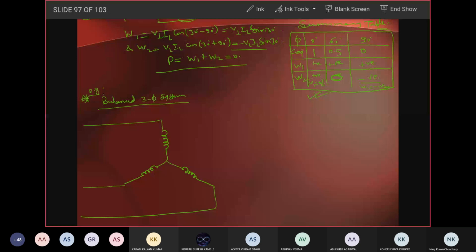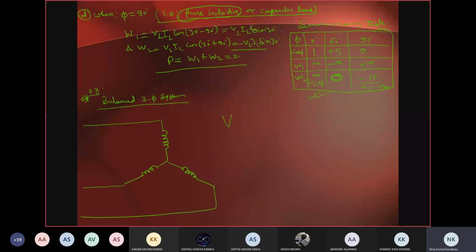Okay sir, the voice is coming. So the definition of a balanced system, that we have already discussed: a system is said to be balanced when the voltage and current in all the phases are equal in magnitude. Suppose we have a 3-phase system here. Suppose this is A, this is B, this is C. Then the magnitude of the voltage in each phase should be equal, as well as the magnitude of the current in each phase should be equal.